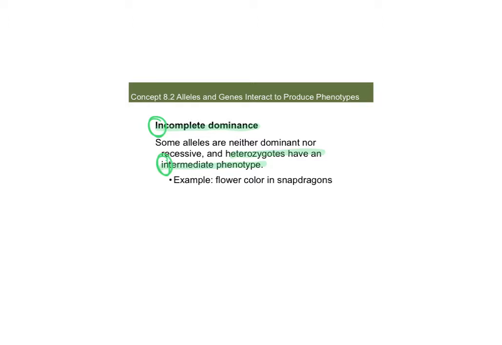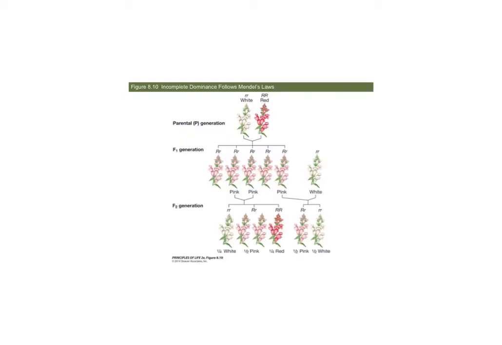An example could be flower color in snapdragons. As you see here, if we have two homozygous parents and they are crossed, we end up with an F1 generation that has 100% heterozygotes. Those heterozygotes are neither red nor white, but instead are some intermediate, in-between color, pink in this case.